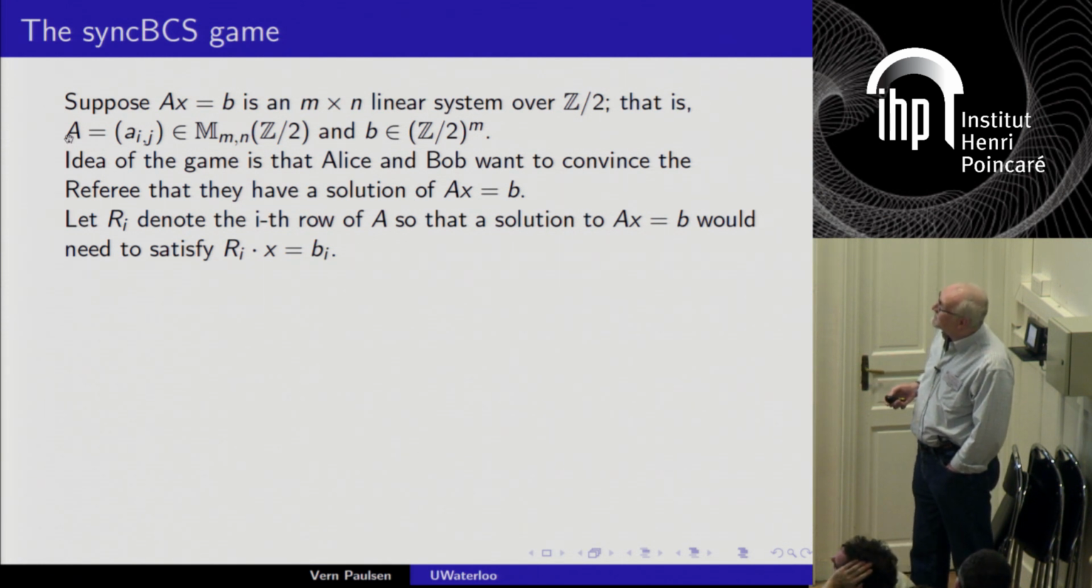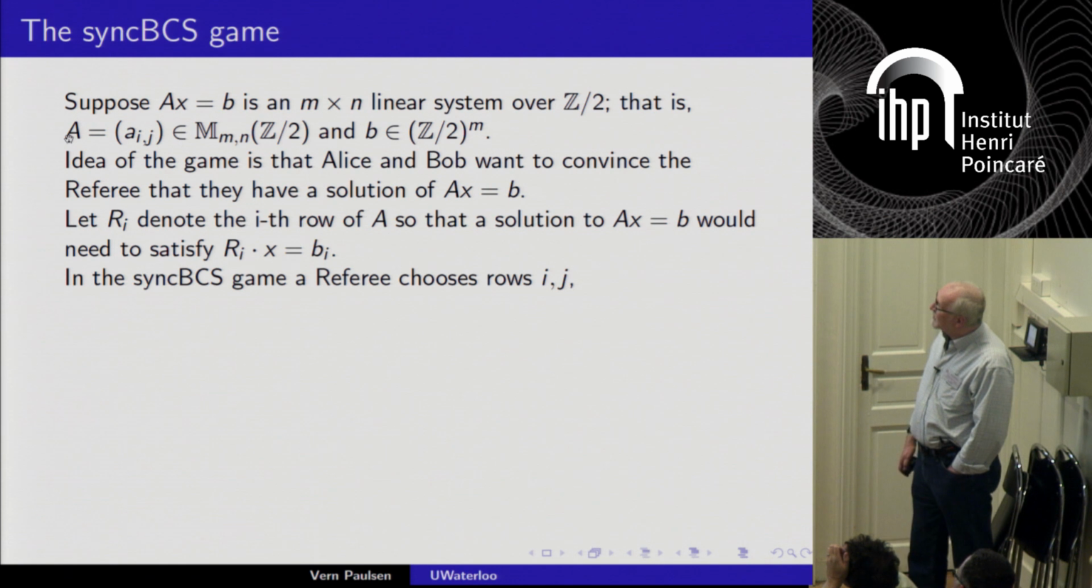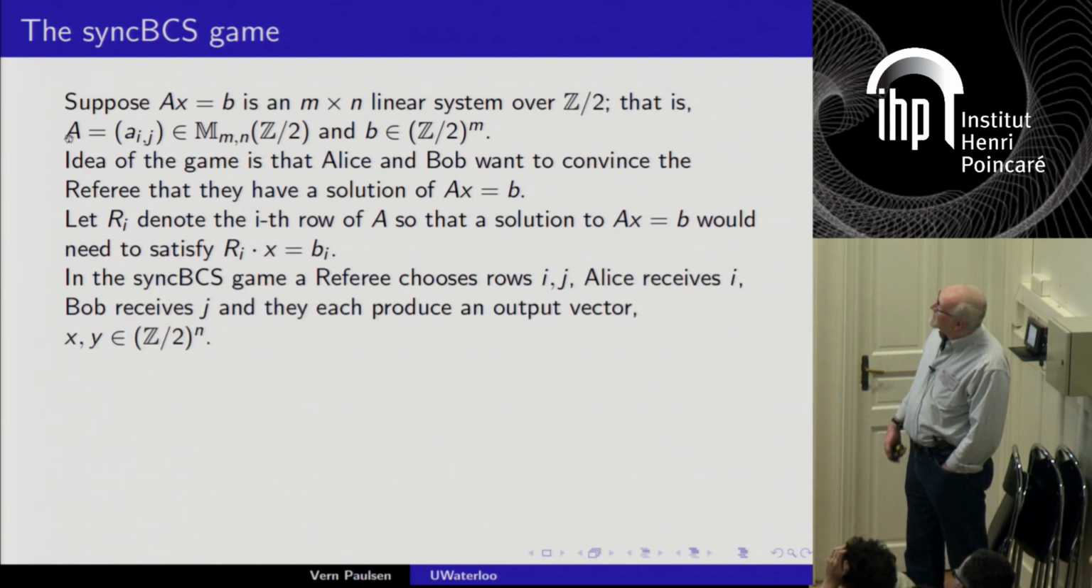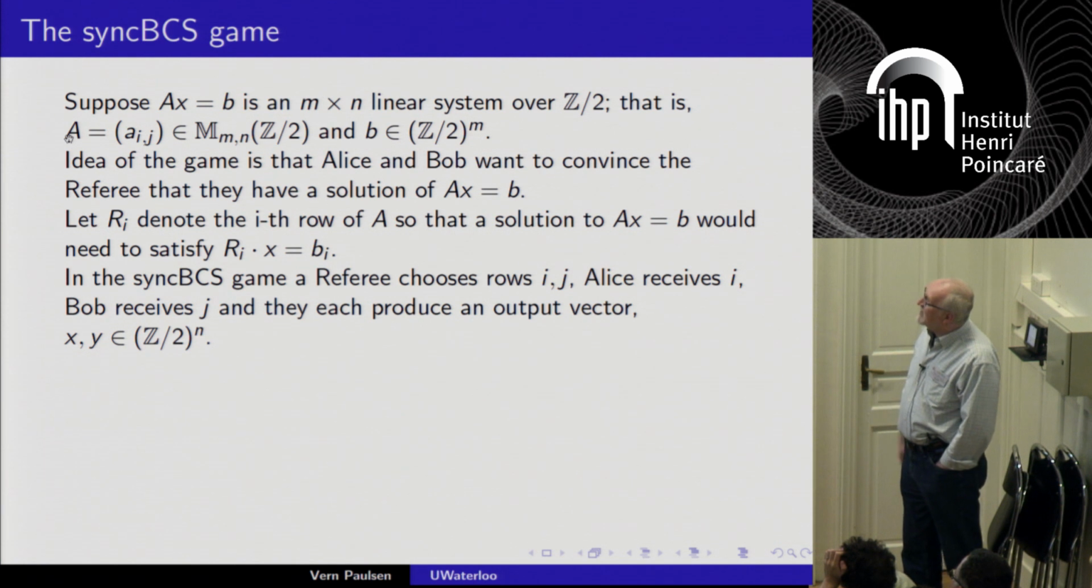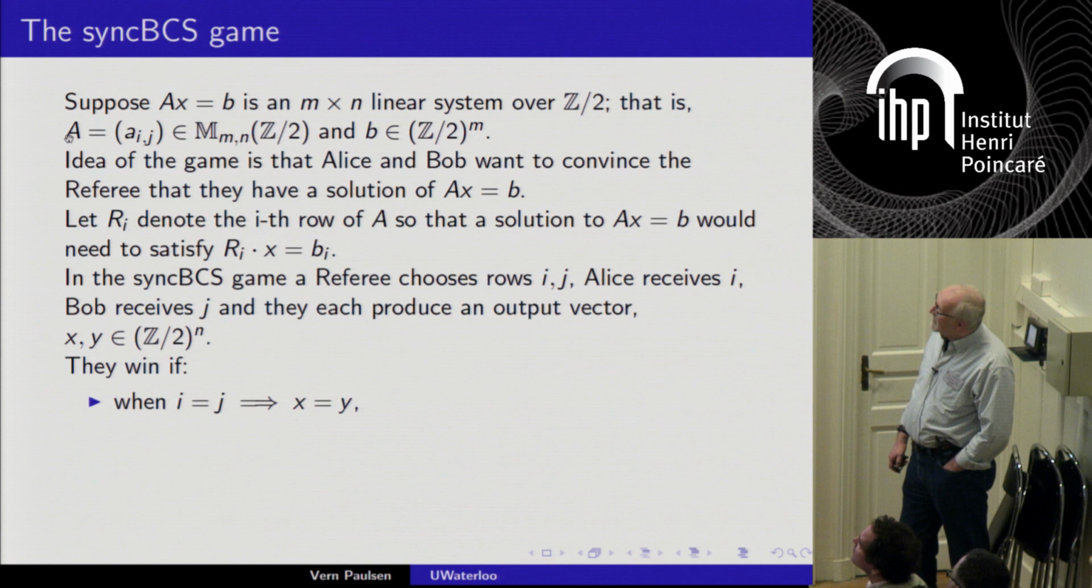So here's the way the game goes. The referee chooses a pair of rows, i and j. Unfortunately, j is going to stand for a row for the moment. And he tells Alice that she's got row i, and Bob that he's got row j. And now they each produce an output vector, something that could be plugged into this equation. And then they win if, well, first off, he knows something is fishy if he gave them both the same row equation to solve and they gave different answers. So there's the synchronous condition again, being very natural for this game.